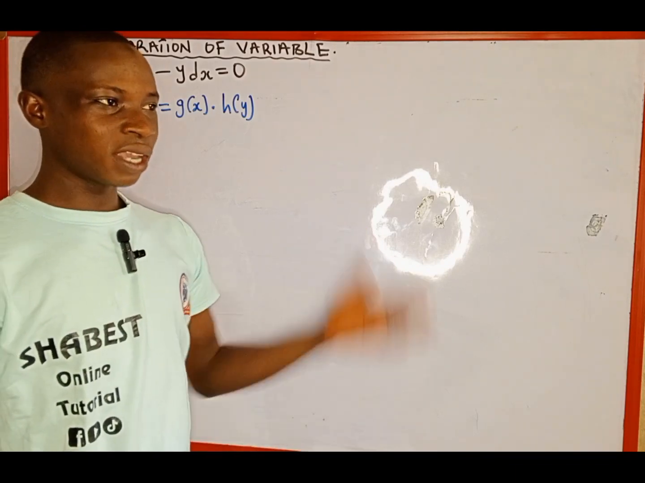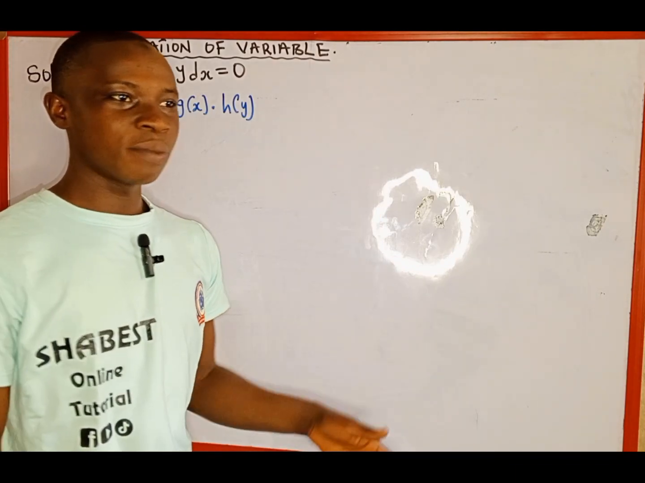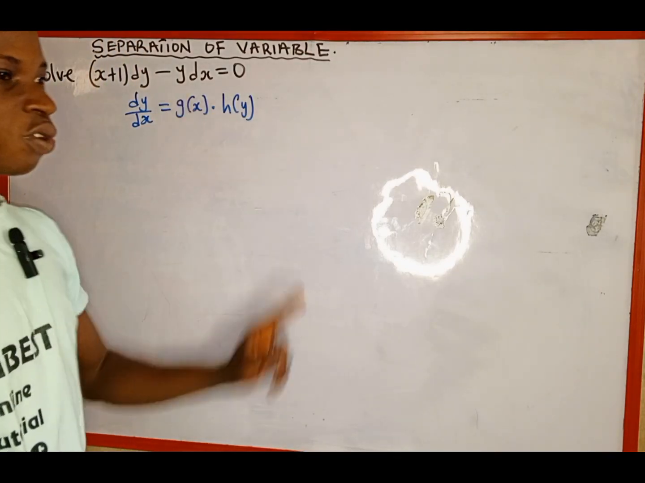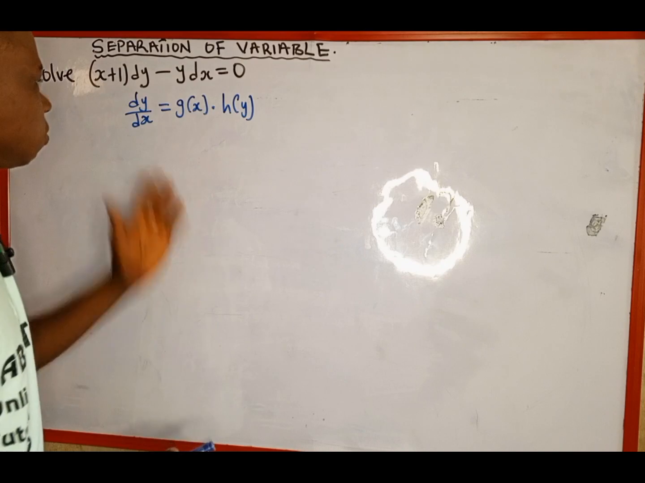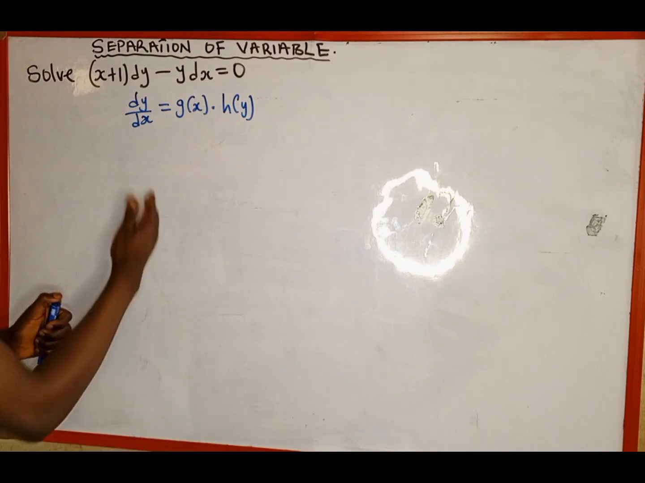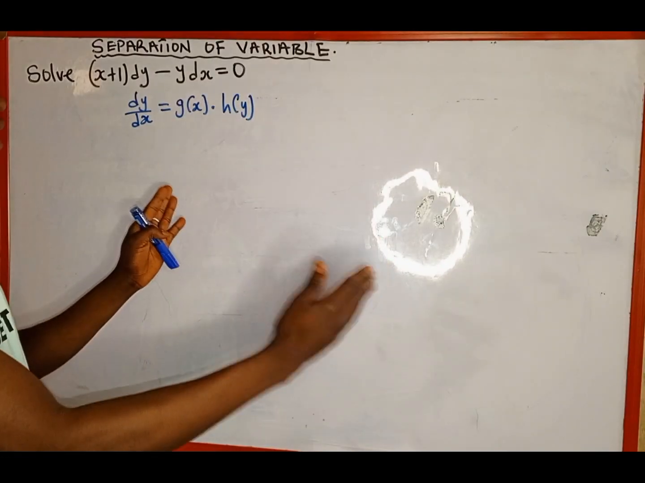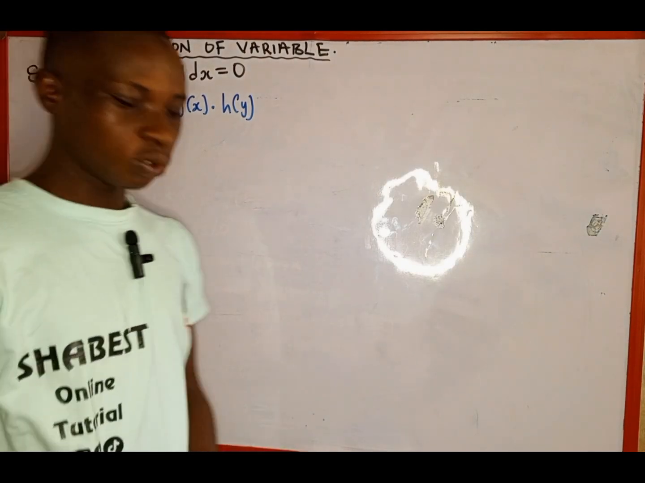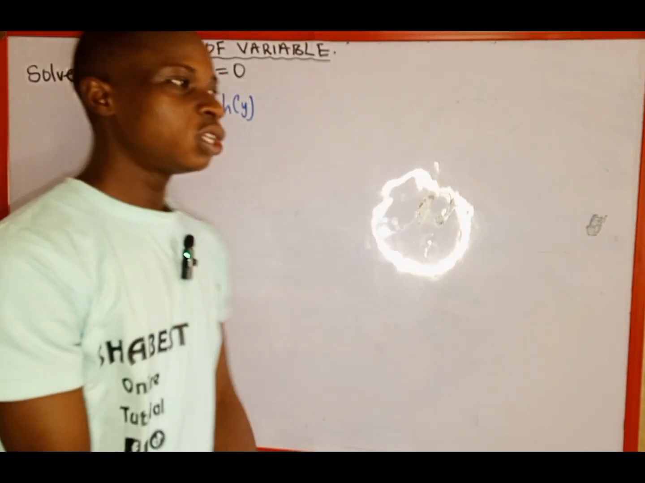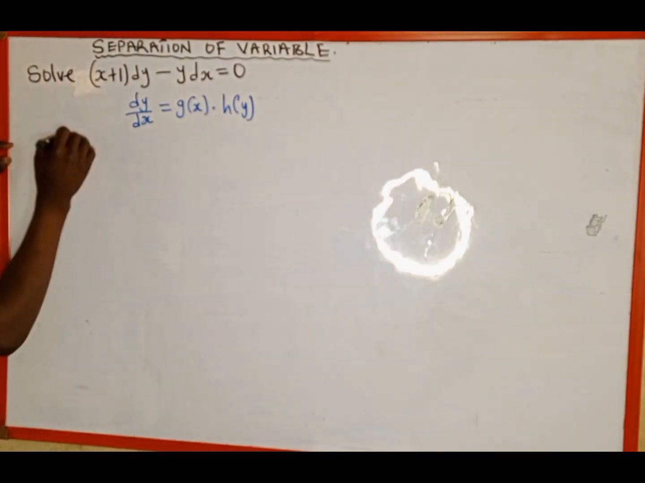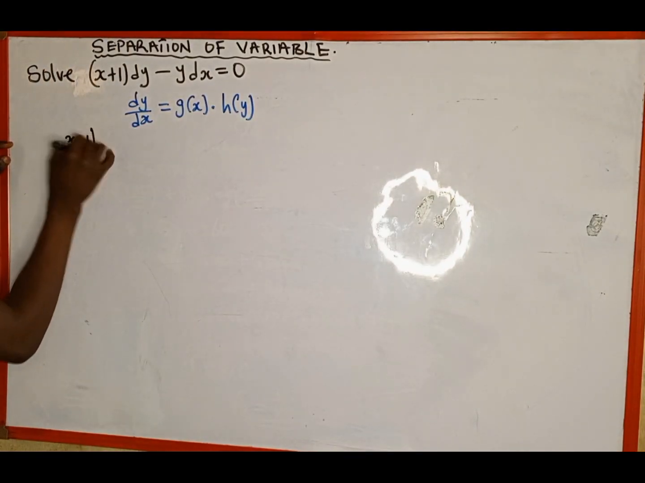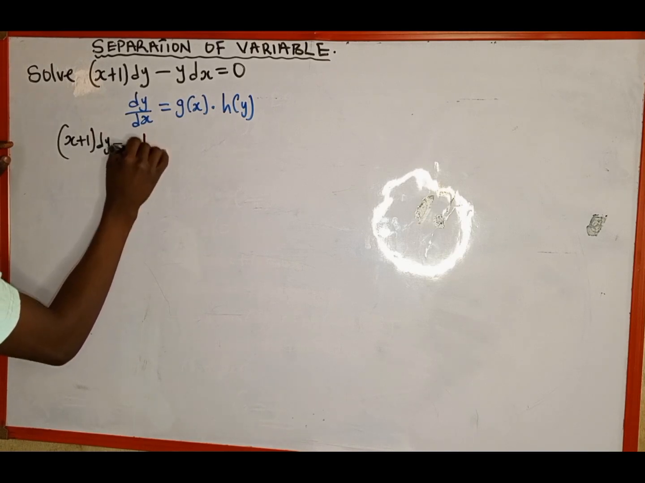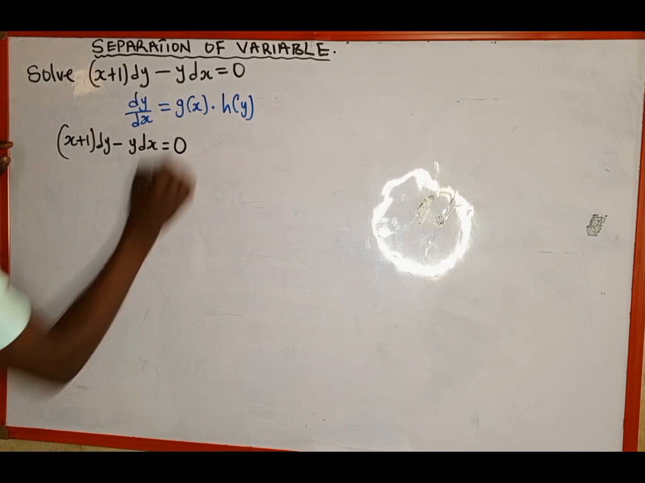Now let us see whether our given equation can be written in the form g(x) multiplied by h(y). This means that we separate the x terms from the y terms. Let's see if it can be easily separated, or otherwise we think of using another method. So let us see the differential equation. We have (x + 1) dy minus y dx is equal to 0.